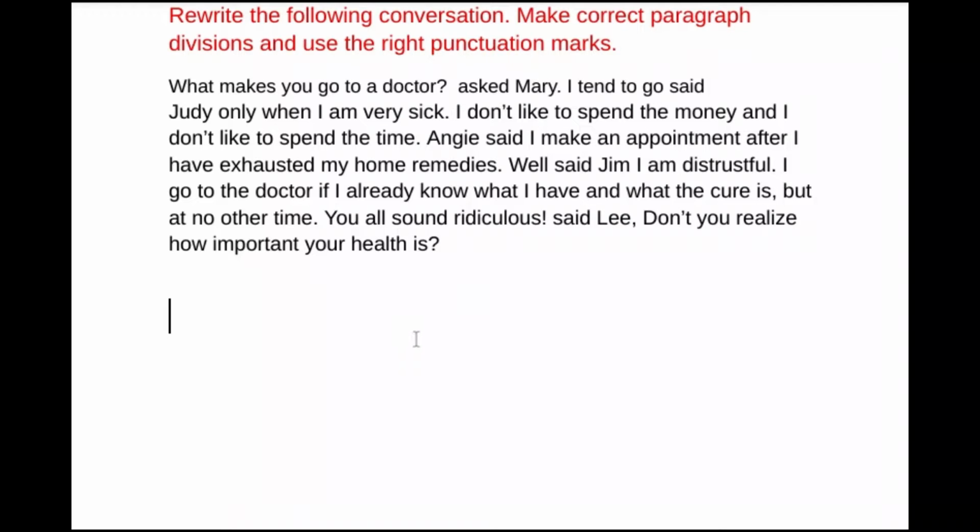The instructions say, rewrite the following conversation. Make correct paragraph divisions and use the right punctuation marks. So let us look at the various speakers that we have here.